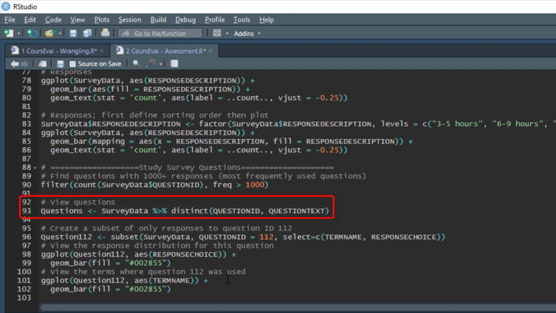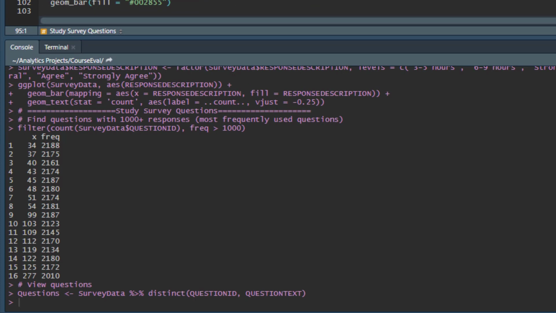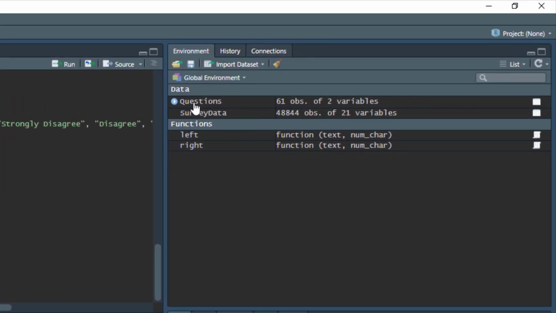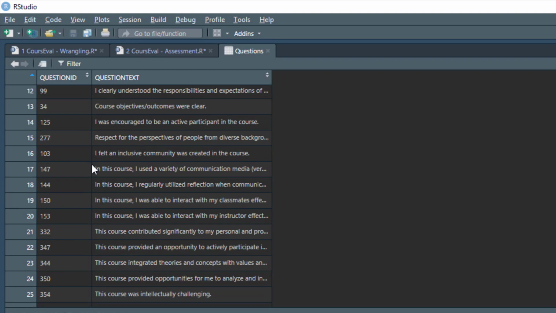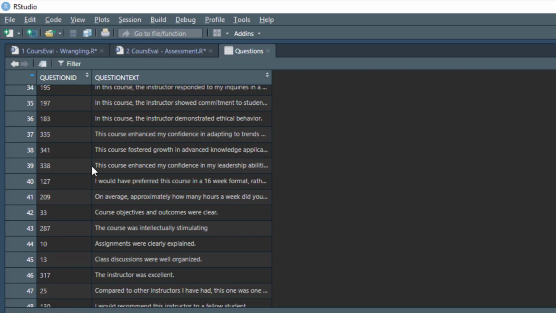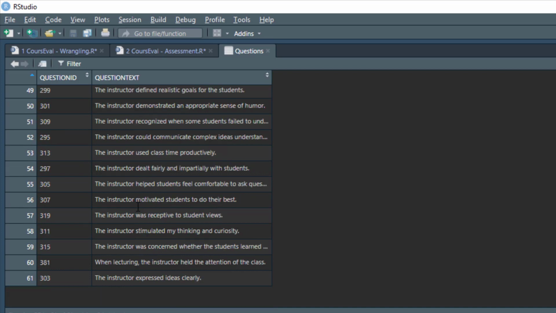If we hit Control Enter, we will execute that. Now we created a new data set called questions, and if we double click on that, we can pull it up so that we can see both the question ID and the question text. We can see, for instance, what the text is for question 122. And as we go through all these different questions, what we want to do is take a look at which question appears to be the most meaningful for this analysis.